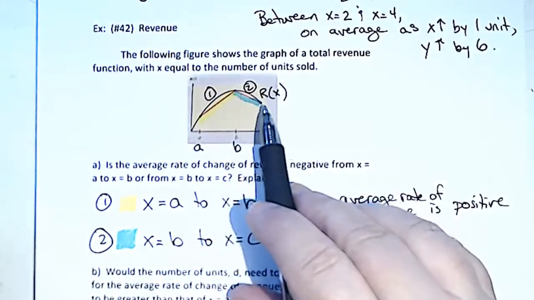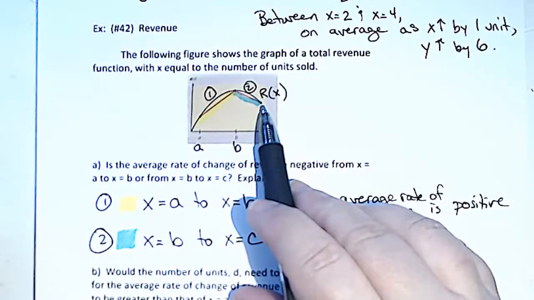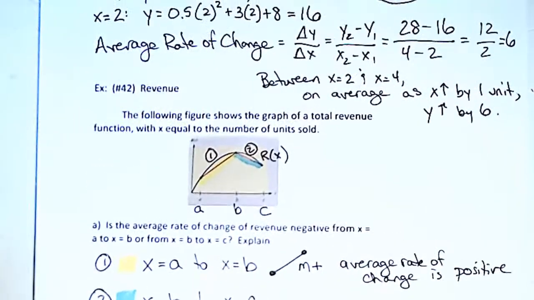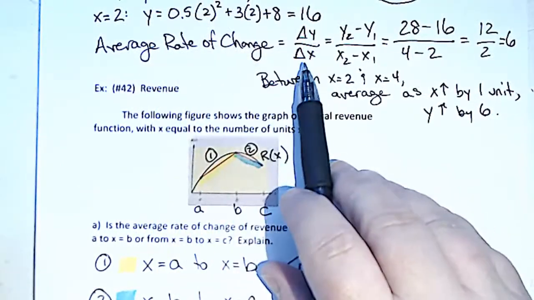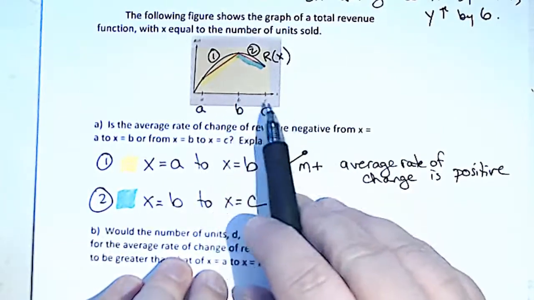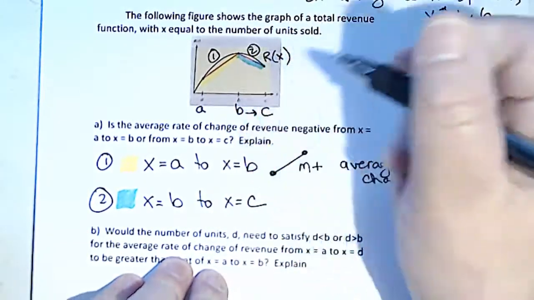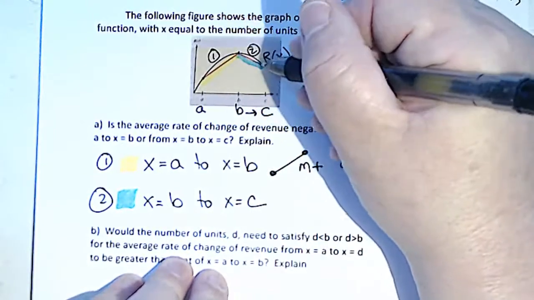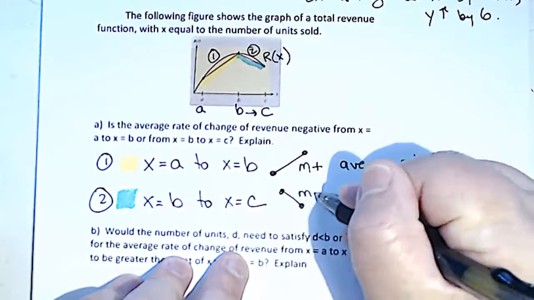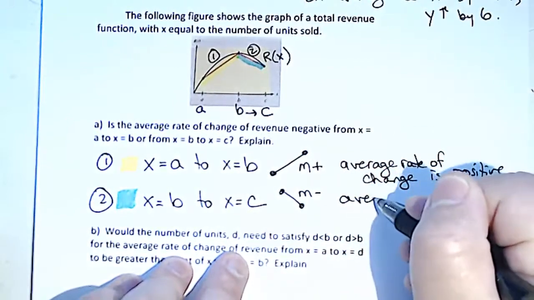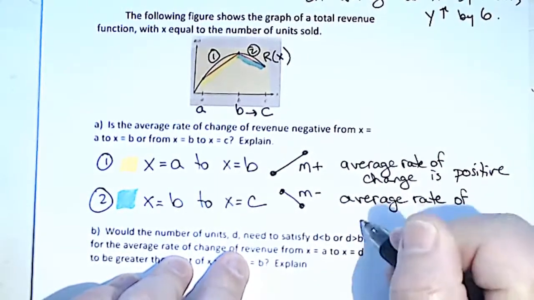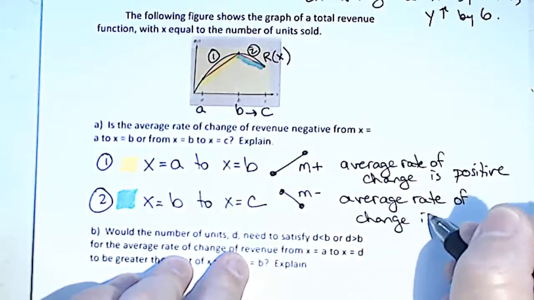So as I move from B to C, though, my revenue goes down. So my average rate of change, which is delta Y over delta X, even though X is increasing as we move from B to C, our revenue is going down. So this is a line segment that has a negative slope. So the average rate of change is negative.